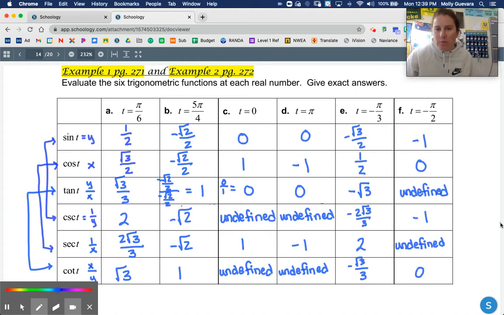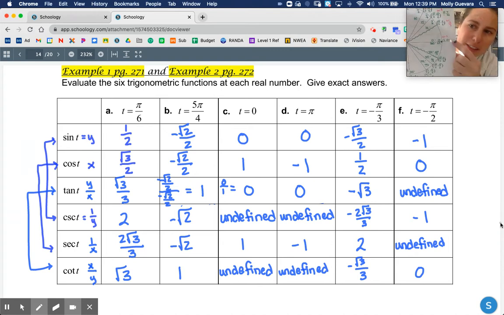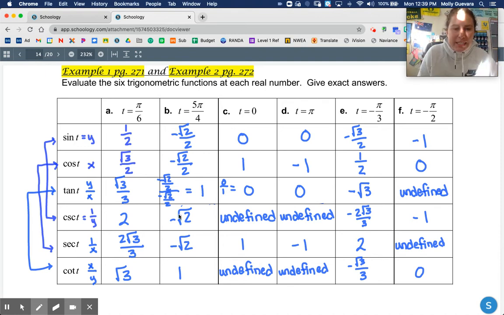All right, so this is what we're looking at for C, D, E, and F. For C, we're looking at 0 radians, right? So that's right here. Sorry, 0 radians. So my sine value, my y value, is 0. My x value is 1. 0 over 1 is 0, right?